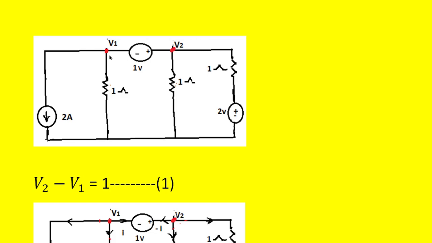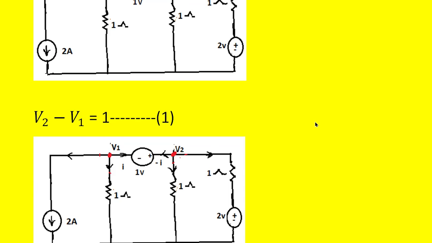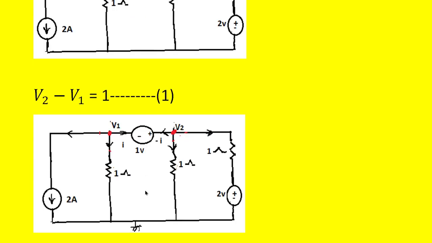We can write V2 minus V1 as 1 volt like this. This is equation 1. So next, draw the circuit again. Give the current direction from each node. Once we take a node, we assume that that node voltage is at higher potential compared to the other node. So all currents will emanate from that node.